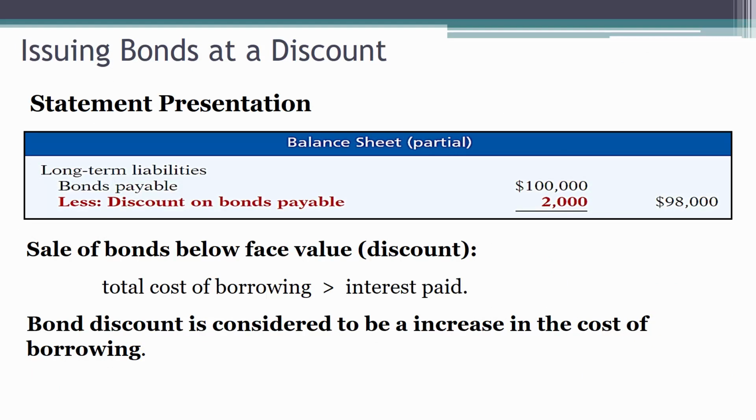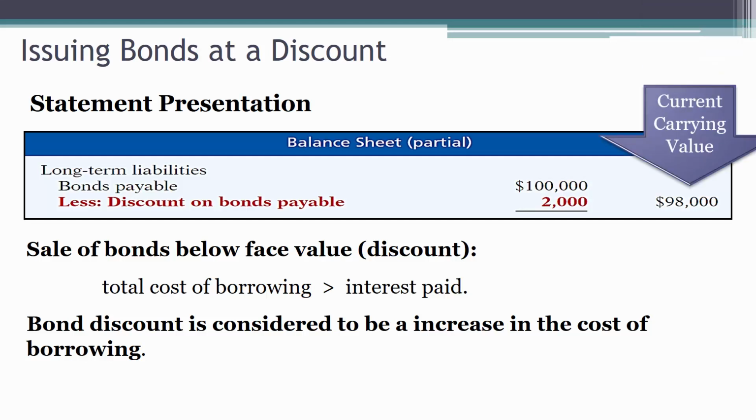And so on our balance sheet, after they issue this bond, you would see the bonds payable amount for the principal, and then this discount actually decreases what we call the carrying value of the bond. Because this discount actually results in less cash that was received, so it actually increases the cost of borrowing to the company because they received $2,000 less up front.